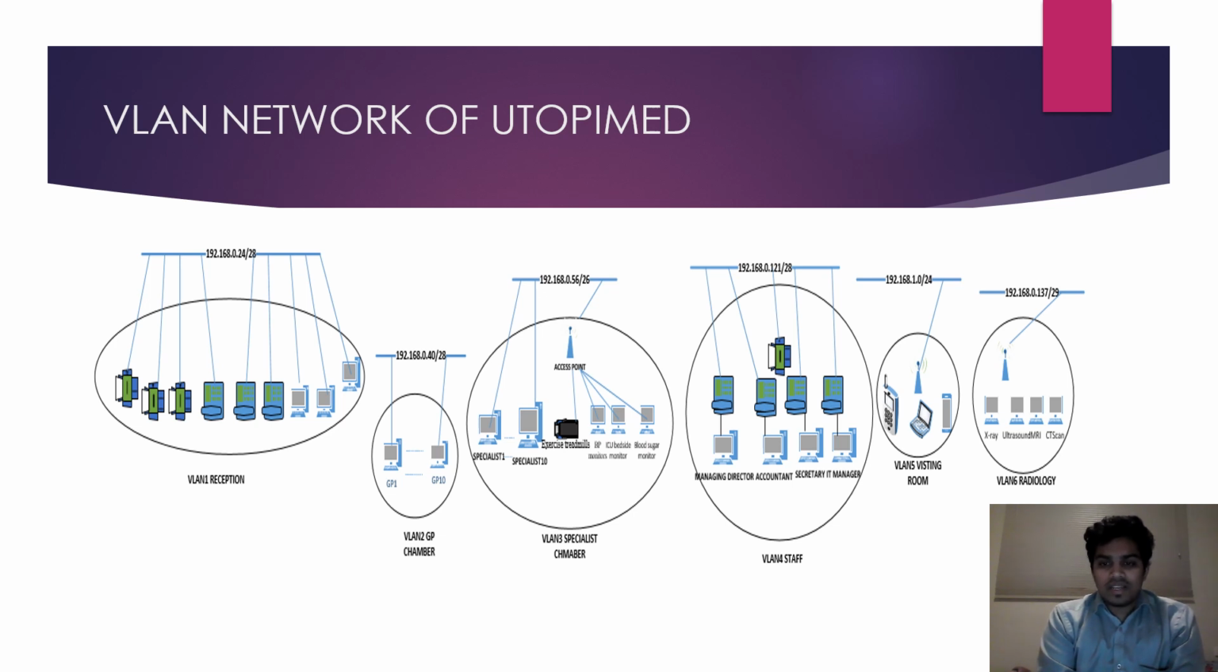We have completely given a new network for that, as we are expecting around 150 to 200 patients in the hospital waiting room. There is a VLAN for the radiology, where another access point is connected to the network, which is only used by 4 devices in the radiology lab. There are X-ray, ultrasound, CT scan, etc.